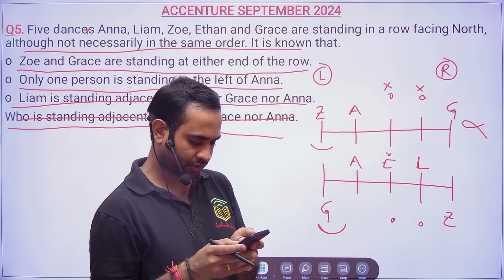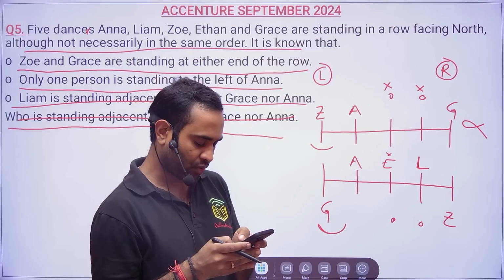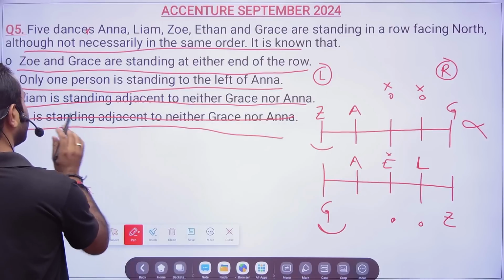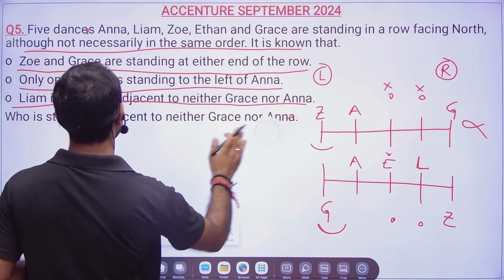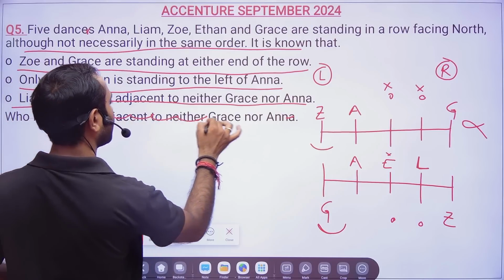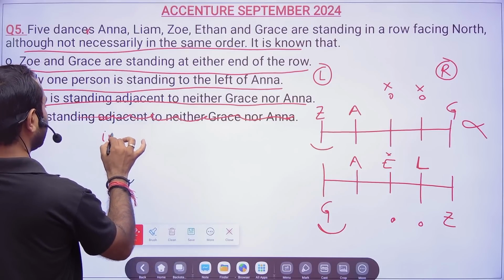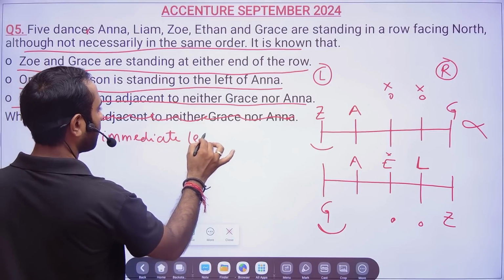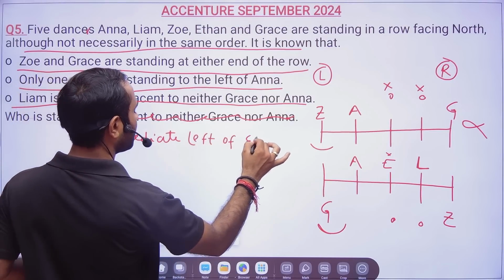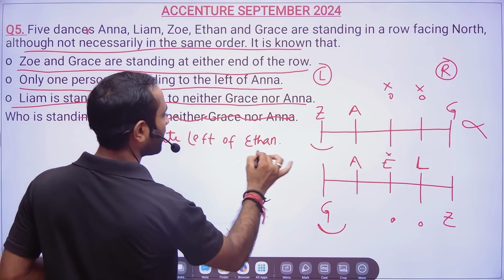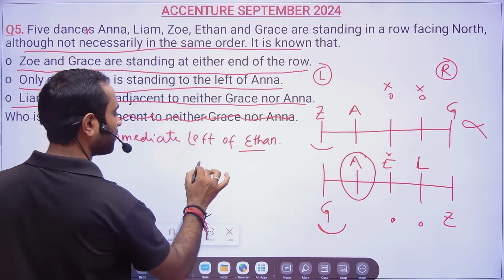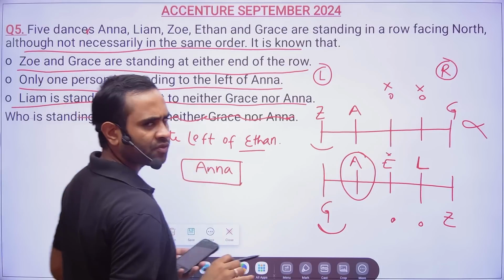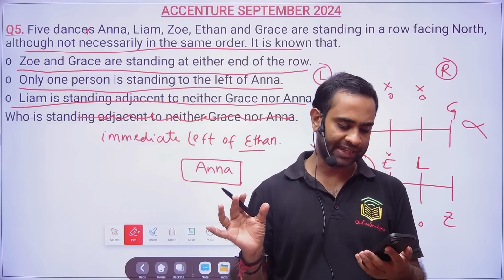So the question here is, who is standing immediately to the left of Ethan? So the question is, who is standing immediate left of Ethan? Your answer will become Anna. So Anna is nothing but the immediate left of Ethan, right? So friends, the problem will be simple.